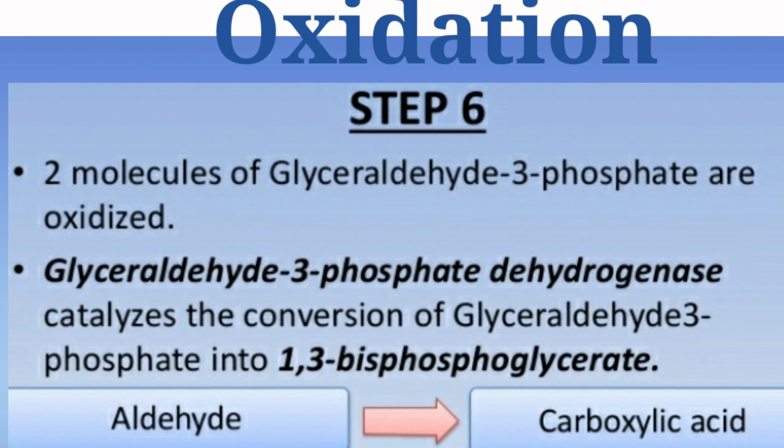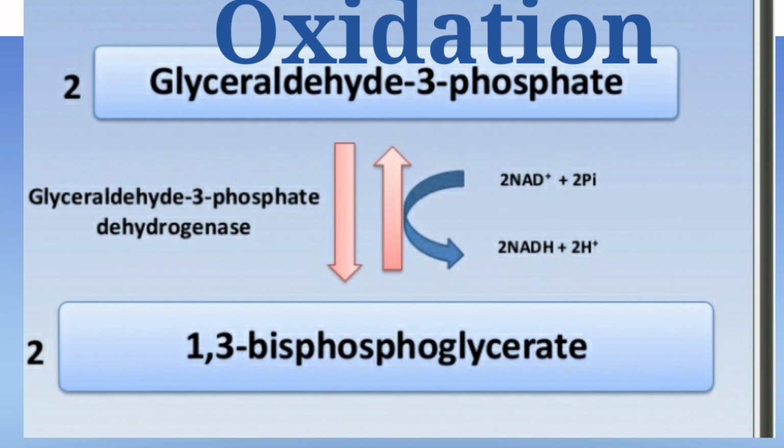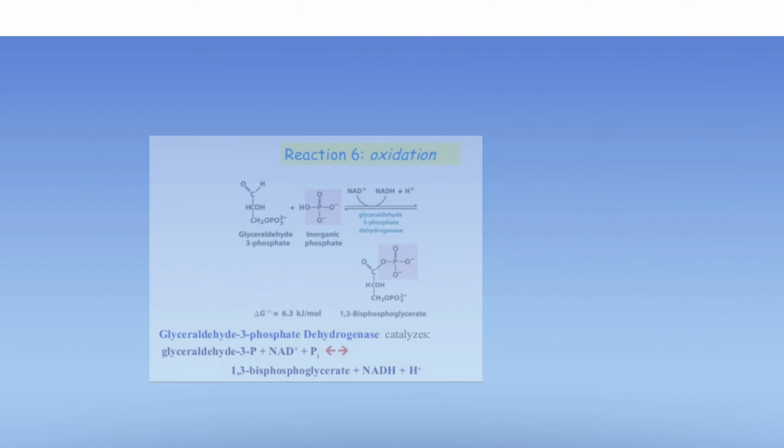The next step is oxidation, children. Here, the starting material is glyceraldehyde 3-phosphate and the product is 1,3-biphosphoglycerate and the enzyme is glyceraldehyde 3-phosphate dehydrogenase. Here, glyceraldehyde 3-phosphate is converted into 1,3-biphosphoglycerate with the help of an enzyme glyceraldehyde 3-phosphate dehydrogenase along with the formation of NADH.